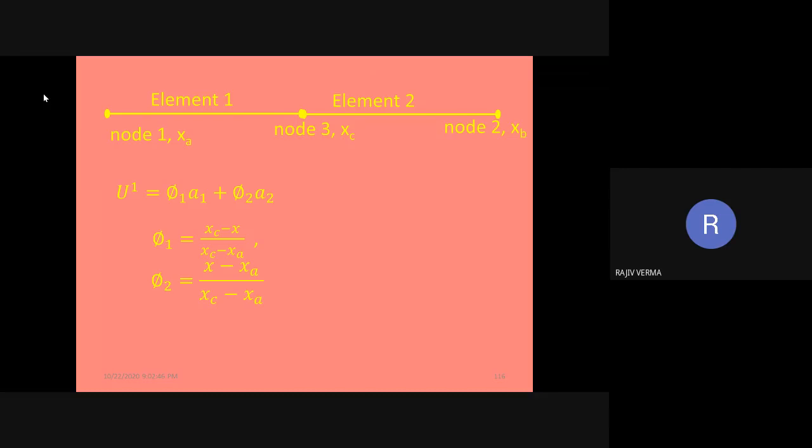The expression of the unknown parameter is linear for element number one, and the unknown parameter for element number two is on display. Similarly, the unknown parameter is represented by u2 is equal to phi3 a3 plus phi4 a4, as in the equation on display. And phi3 and phi4 have also been illustrated.